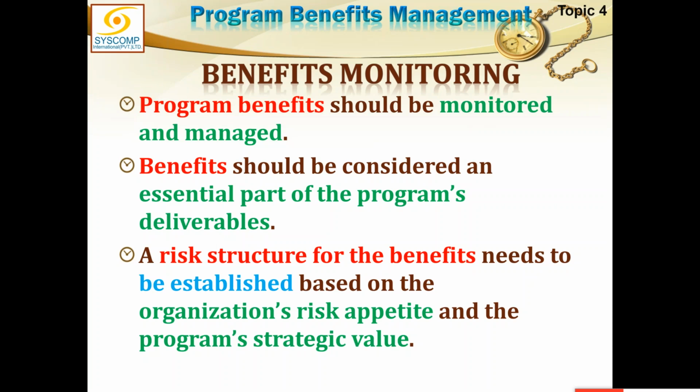A risk structure for the benefits needs to be established based on the organization's risk appetite and the program's strategic value. I just said we can move a change request or we may not move a change request in case there is a deviation in intended benefits. When I say we may not, that means we can bear this loss. If our benefit is not achieved exactly according to the intention, we still have a certain risk appetite within which we can absorb the shock. So we do not need to move a change request at all. We have decided to accept that much risk and we can live with it. That is basically defining the risk structure for the benefits, established based on the organization's risk appetite and the program's strategic value.